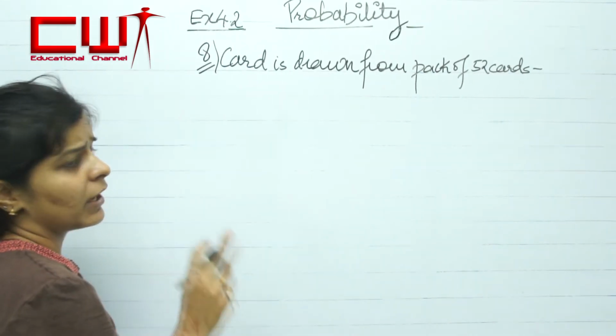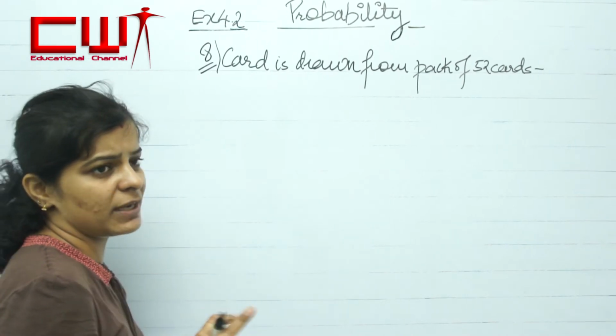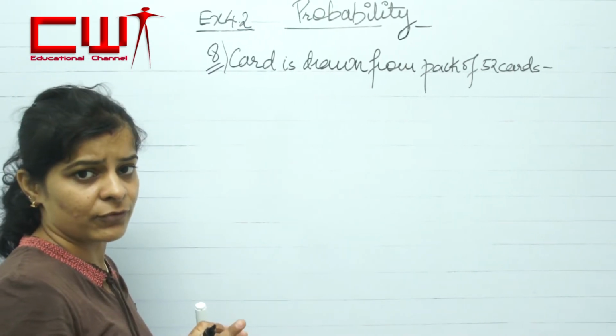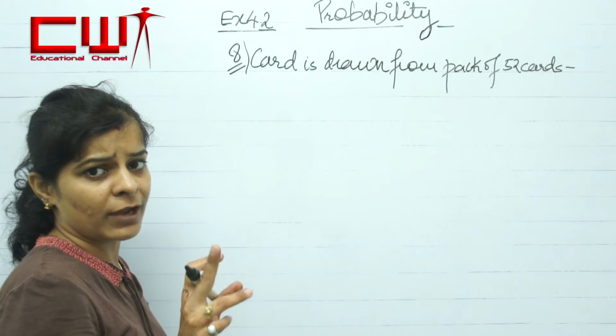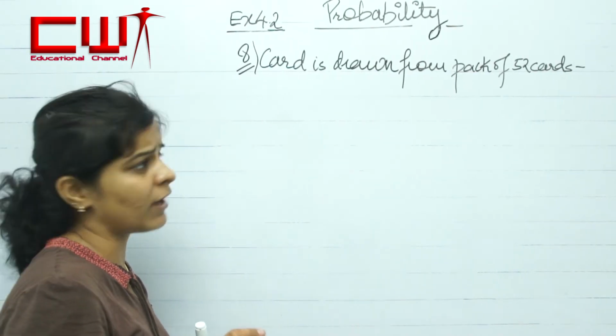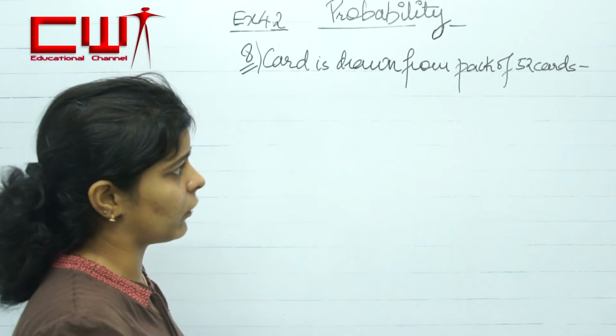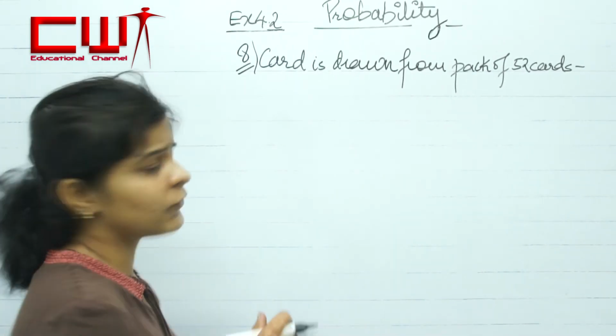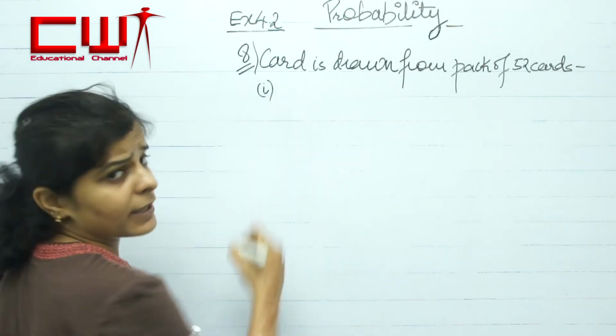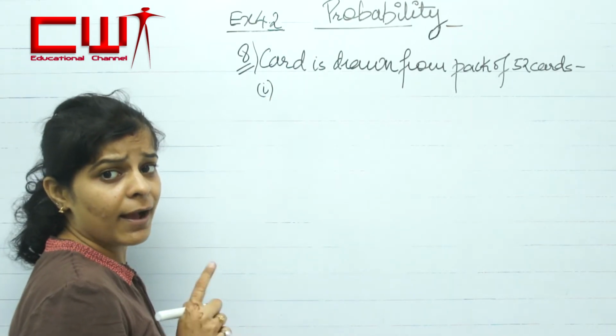That is a card from 52 cards. In 52 cards you have 26 black and 26 red. Equal you have, right? Black and red you have. So you have 26 black cards and 26 red cards. So a card is drawn from a pack of 52 cards. The first situation they have asked you is the probability of drawing a black card.